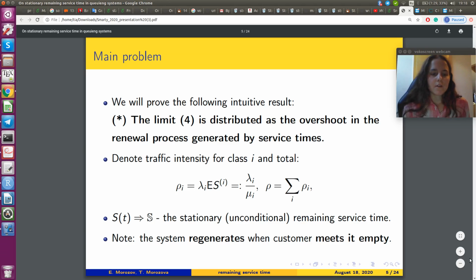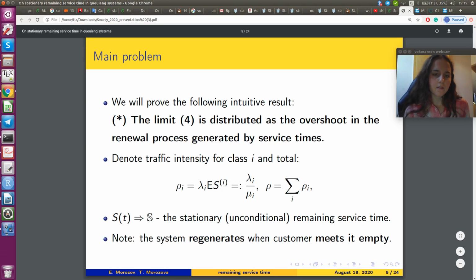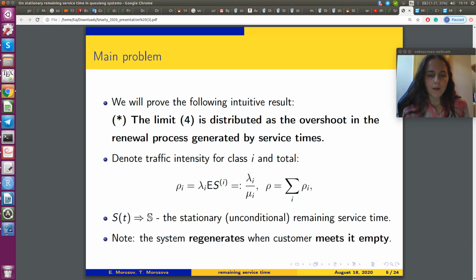Now we will get closer to the theorem formulation, which is the main result. We're going to prove that this limit, formula number 4, is actually distributed as the overshoot in the renewal process generated by the original service times. We will also define the traffic intensity as usual, for the class I customer and in total one. Define the limit, the stationary remaining service time.